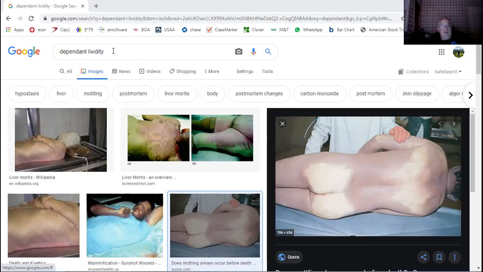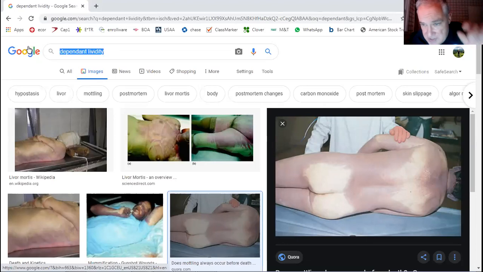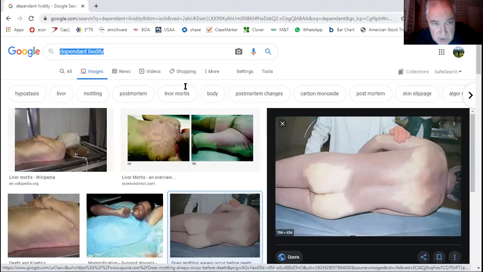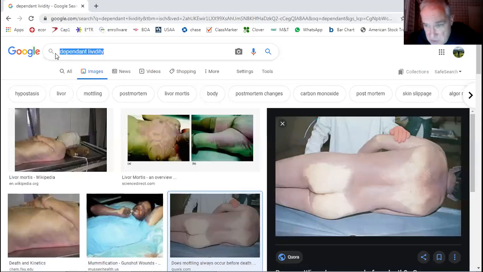And then let me show you the second thing, which is called rigor mortis. Rigor mortis means that the muscles in the body start to get tight. So if you look at his arm.